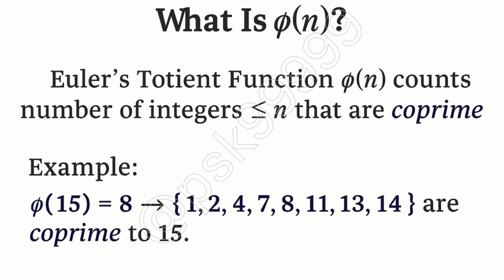We know it, right? So for example, phi of 15 means I need to find out all the co-primes from 1 to 14 with 15. Correct? There are total 8. What are the 8? 1, 2, 4, 7, 8, 11, 13, 14. Okay, 15 cannot be co-prime with 15. 3 cannot be. Okay, 5 cannot be. 6 cannot be. Okay, 9 cannot be. 10 cannot be. 12 cannot be. Okay, so hope you understand how to find out the value of this number.